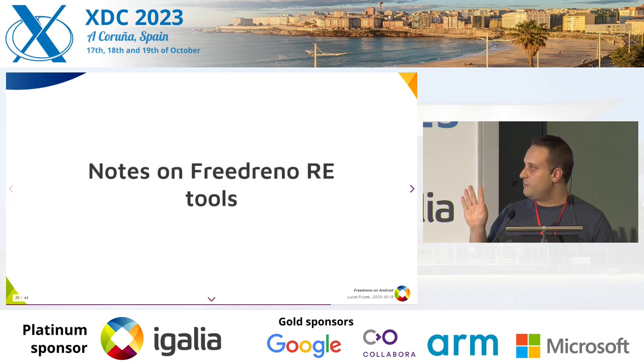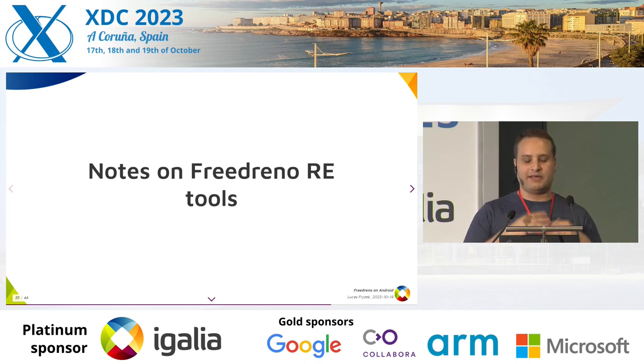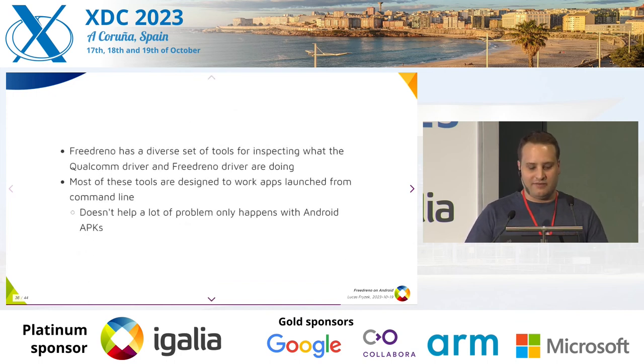So I'm just going to talk a little bit about the Freedreno reverse engineering tools, because the last thing I did in this work was getting them to work for debugging this use case. If you're not familiar with them, Freedreno has a diverse set of tools for inspecting the GPU state. But they're pretty much all designed to run from the command line in a Linux environment. So if you're trying to debug an Android APK, they're not that helpful.